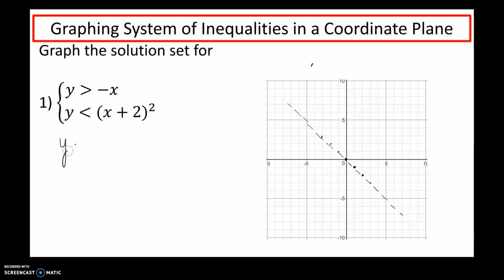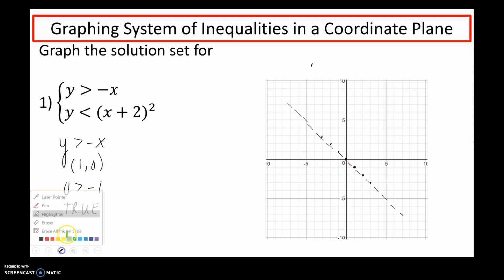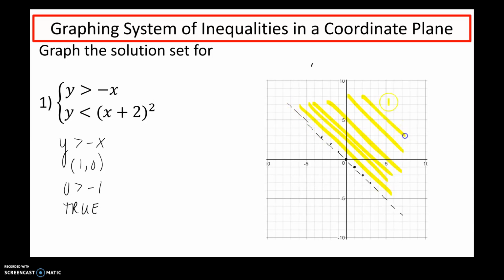So now here, 0, 0 is on the graph of the boundary. So I'm going to plug in the point 1, 0. So is 0 bigger than -1? That's a true statement. Okay, so here's 1, 0. That's what I use as my test value. So I'm going to shade this region, okay, above the line there.